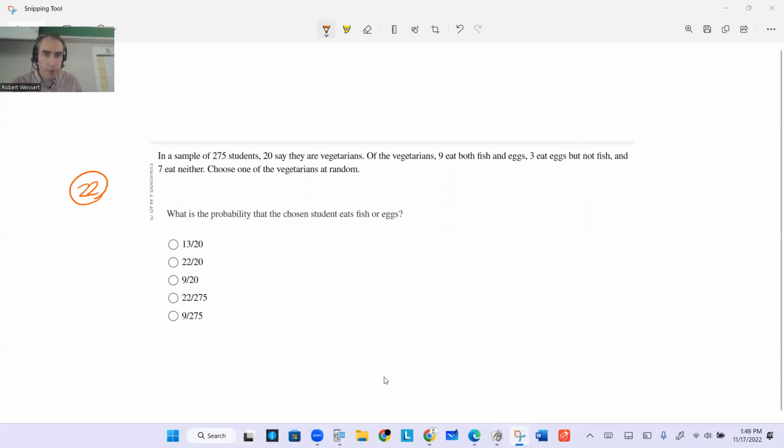In a sample of 275 students, 20 say they are vegetarians. Of the vegetarians, 9 eat both fish and eggs, 3 eat eggs but not fish, and 7 eat neither. Choose one of the vegetarians. What's the probability that the chosen student eats fish or eggs?